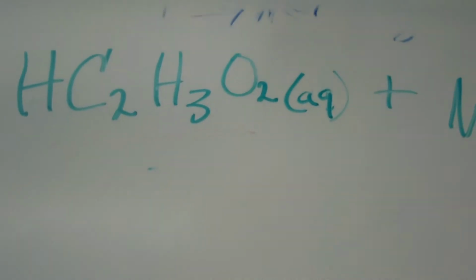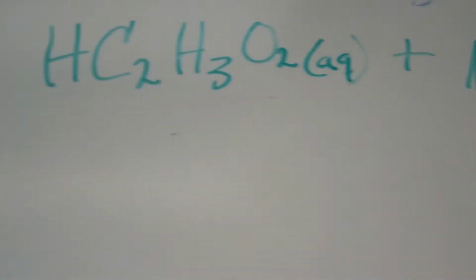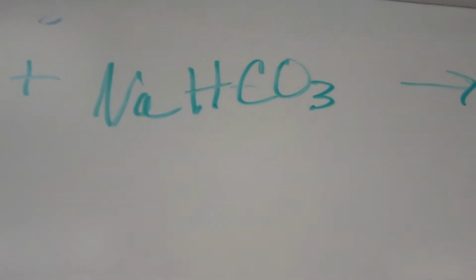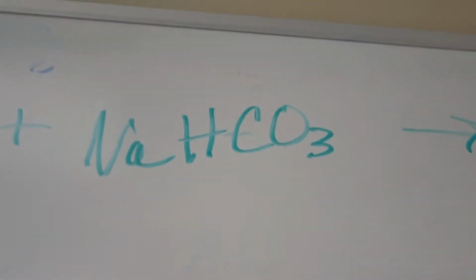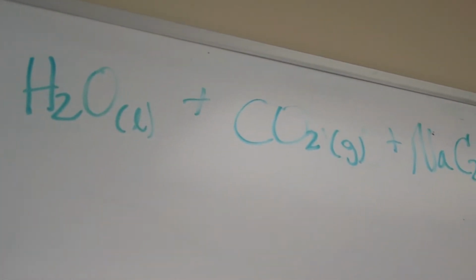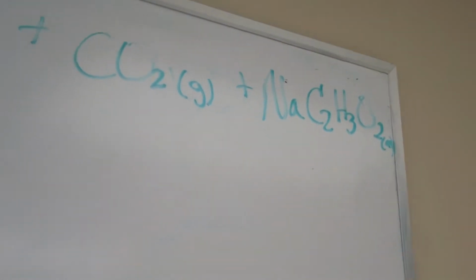Okay. So for you guys, we've got the balanced equation here. Acetic acid plus sodium hydrogen carbonate, which is baking soda, gives you water, carbon dioxide, and sodium acetate. All balanced. Every coefficient is 1.